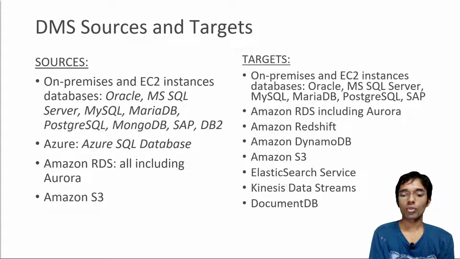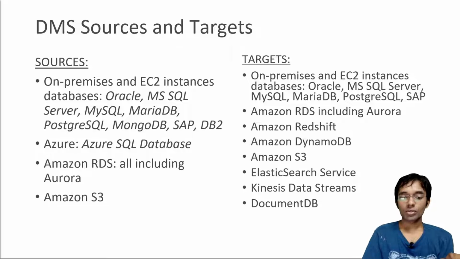Redshift is not a source, and DynamoDB is not a source. Elasticsearch Service is not a source. Kinesis Data Streams is not a source, and DocumentDB is not a source. DocumentDB is just the implementation of MongoDB on AWS.